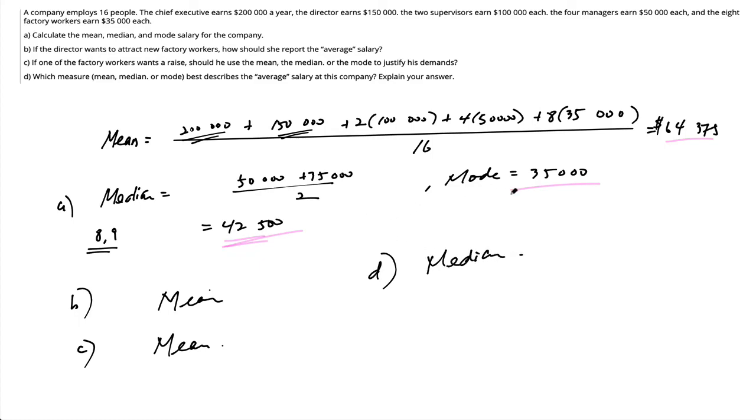And mode is not good here because you're really only taking the lowest paid and most often occurring salary. So that's not a good indicator of the middle value.